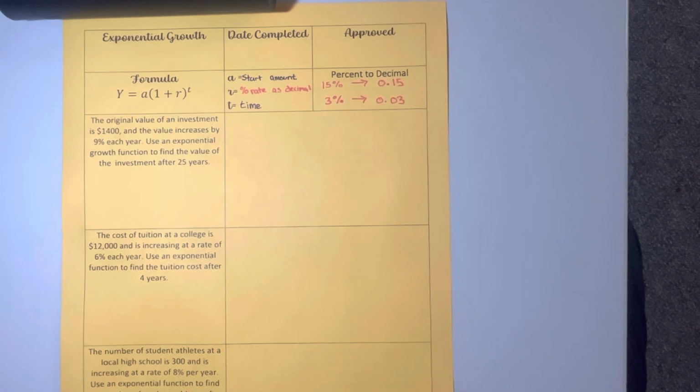We're gonna do 2 questions on the front and then 2 questions on the back, but that top notes is the same front and back. First question says, the original value of an investment is $1,400 and the value increases by 9% each year. Use an exponential growth function to find the value of the investment after 25 years.